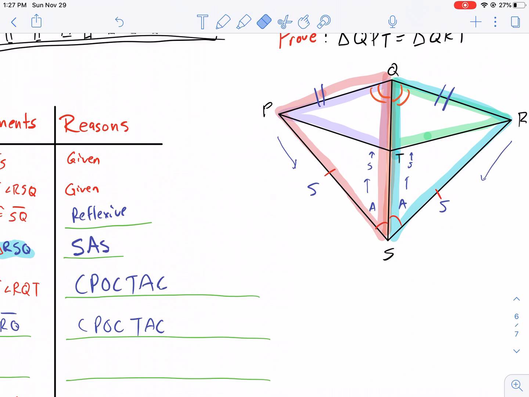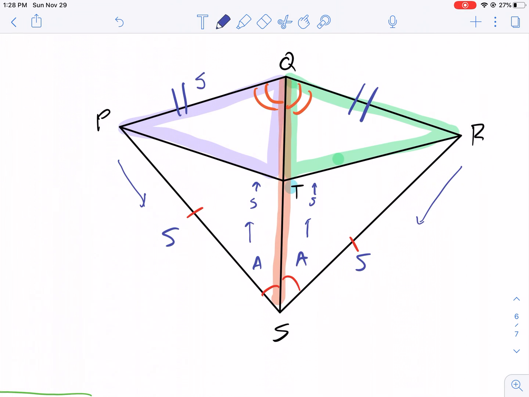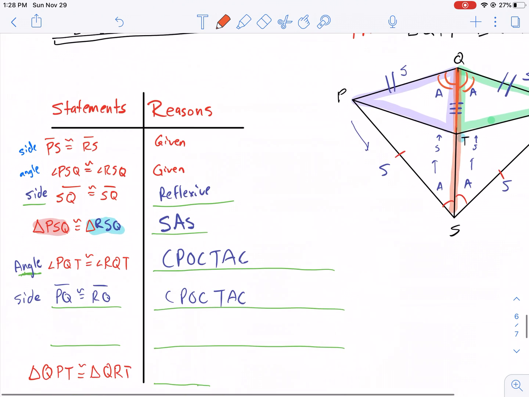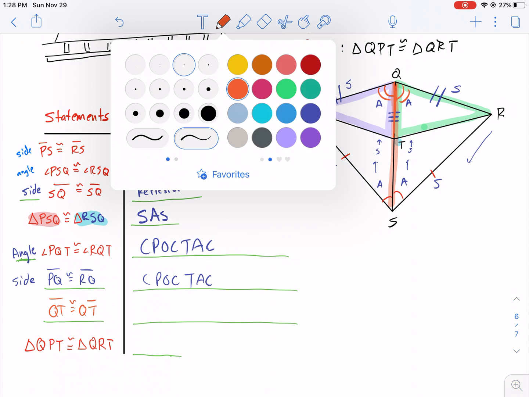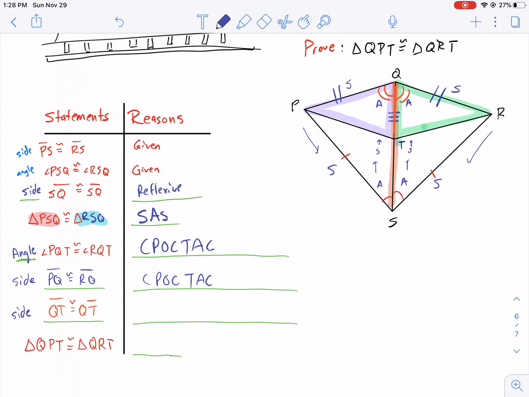So let me erase the pink and the blue in a second. Look what we have here. We have a side on the purple, a side on the green. An angle on the purple, an angle on the green. We just need one more piece of information. Well, guess what that is? 1, 2, 3. It's this reflexive side again right here. So we're going to use that reflexive side, and that is QT congruent to QT. And that's my third piece of information. This time it's a side, and that is the reflexive property.